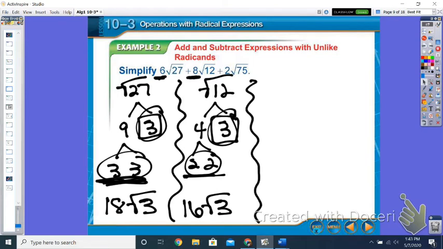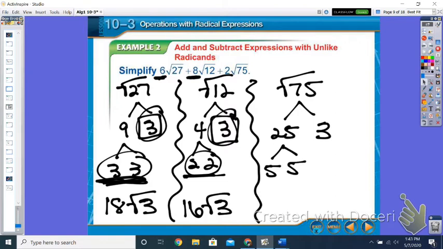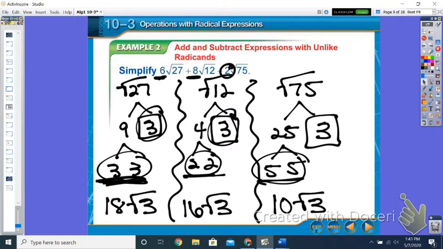And then the last one over here, square root of 75. That's 25 times 3, and 25 is 5 times 5. So a pair of 5's and a 3 by itself. So a 5 is coming out. I'm going to circle it up there, there's already a 2 on the outside. 2 times 5 gives us 10 on the outside now, and then the 3 on the inside.